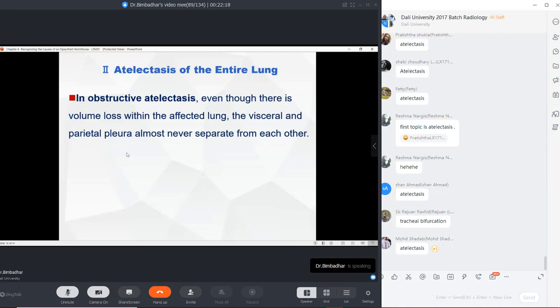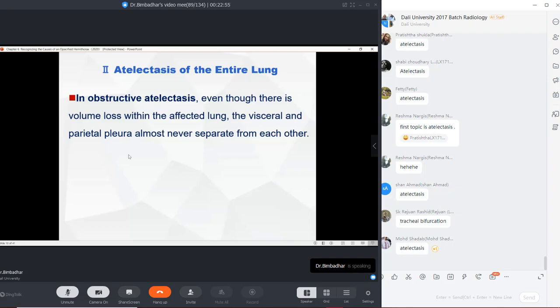The first thing, if it is happening because of obstruction, we call it obstructive atelectasis. Okay, right? So even though there is a volume loss within the affected lung, the visceral and parietal pleura almost never separate. Now you have to understand a very important observation here. You see here, the visceral and the parietal pleural layers are not separate, which means there is not around 5 mm of gap between the visceral layer and the parietal pleural layer. Now they are closely attached together, right?